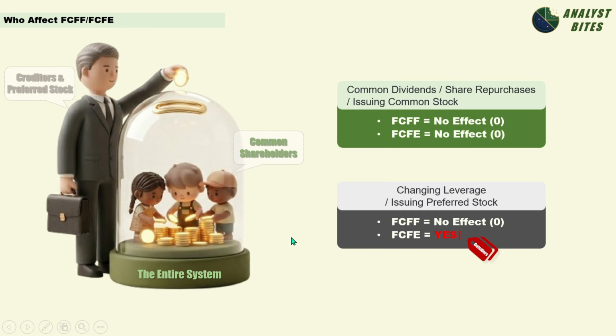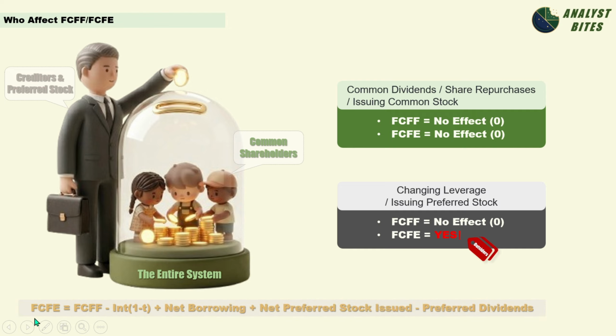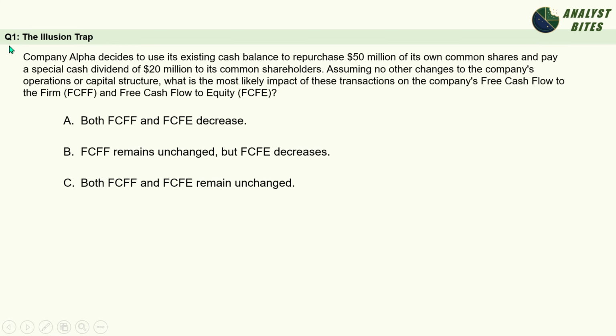Finally, let's take a look at the full FCFE formula at the bottom of the screen. I've included net borrowing, preferred issuance, and preferred dividends, the items that truly impact FCFE. As long as you distinguish the boundary of the glass dome, this formula becomes very intuitive to understand and remember. Let's reinforce this point with two examples.